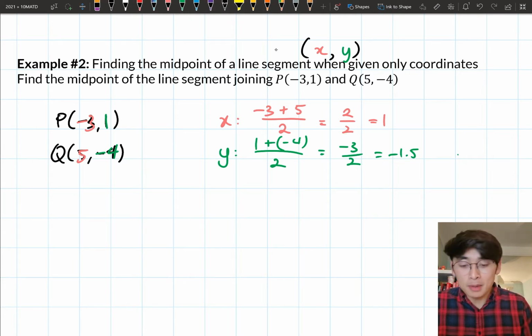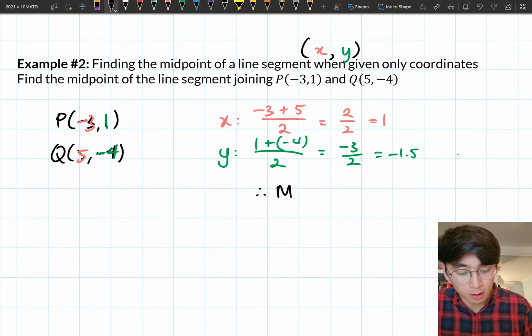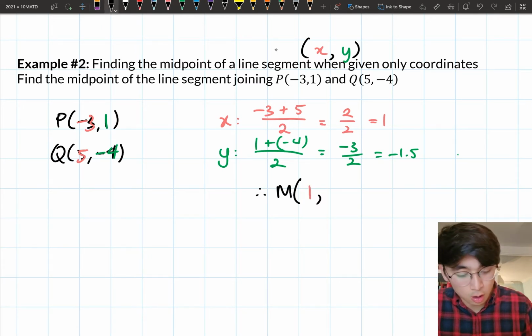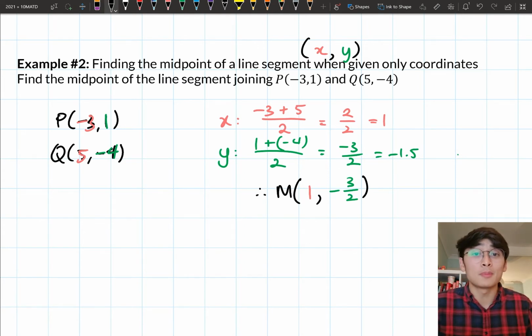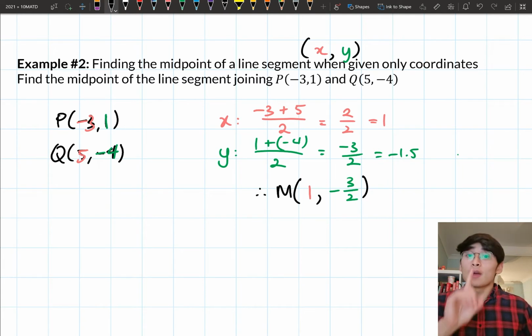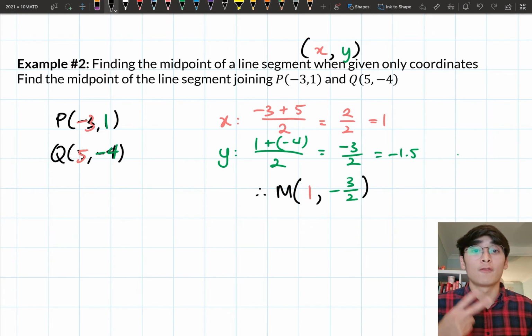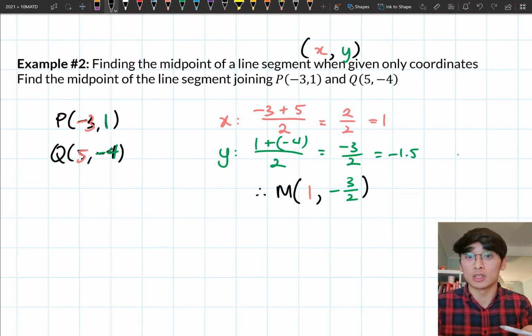And so my midpoint, therefore, is just going to be following this pattern of my coordinates, x first. So 1, comma, -3 over 2. And so that's how we can find a midpoint even if we aren't given a diagram. So we just apply the same steps. Identify your x coordinates first and then average them, and then do the exact same steps for your y coordinates. So when we're finding a midpoint, we're trying to average our x coordinates and then average our y coordinates.